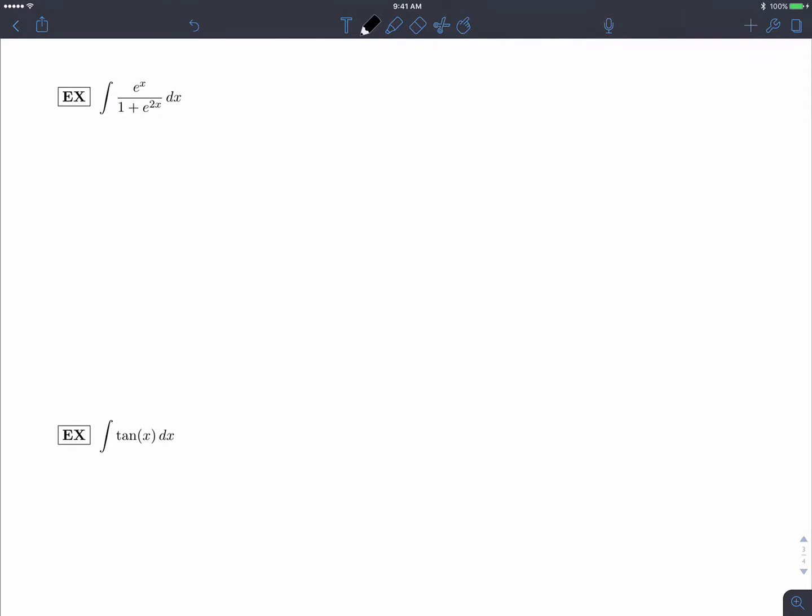Okay, this next one's a fun one. So we've got a couple of things to consider here. So we've got the integral of e to the x over 1 plus e to the power of 2x. Now, what do we want to choose as our u in this case?